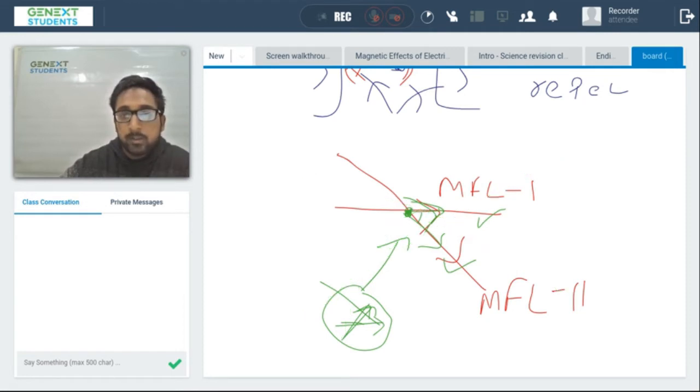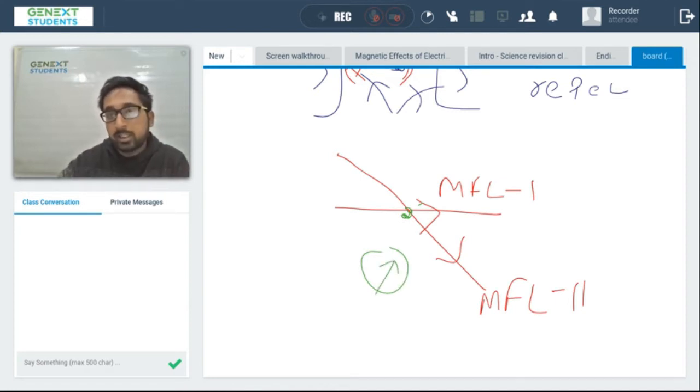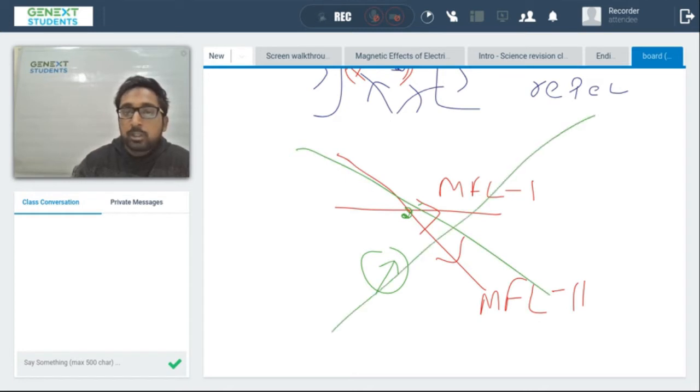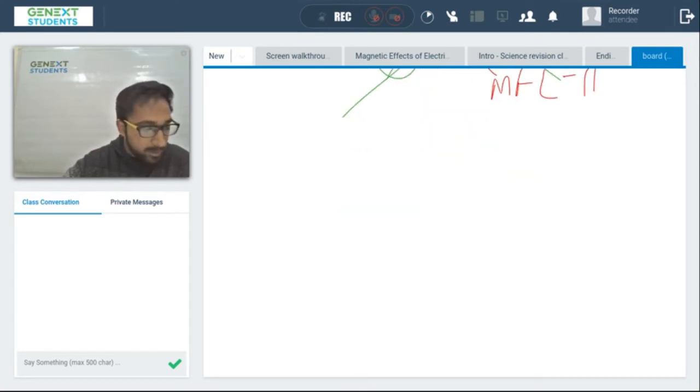They do not intersect. Let me get it clear once again. At this point of intersection, this compass cannot show two different directions. That proves that magnetic field lines do not intersect. That is another property of a magnetic field line.